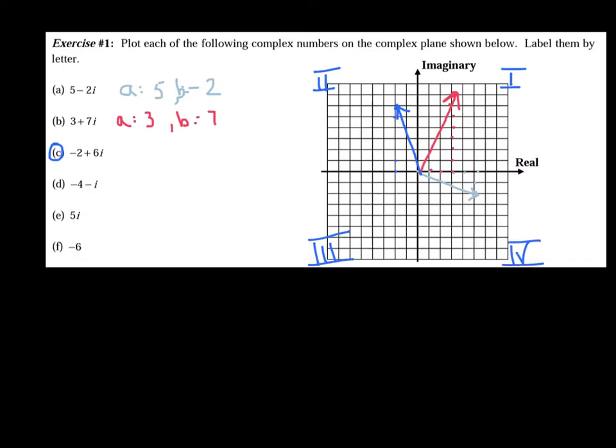Alright, let's bust out another color here. For D, I'm going to walk left 4 units. 1, 2, 3, 4, and then straight down 1 unit is all, because that coefficient right there, that's a b value of negative 1.